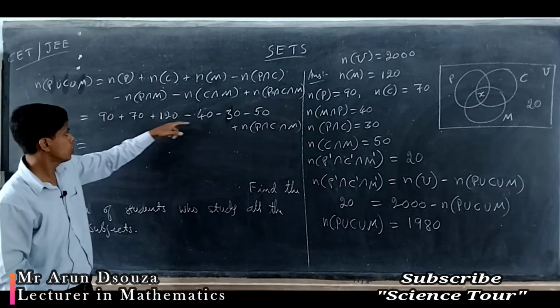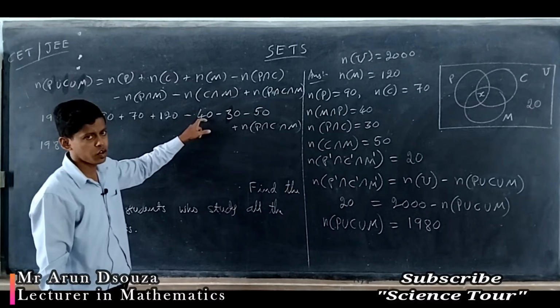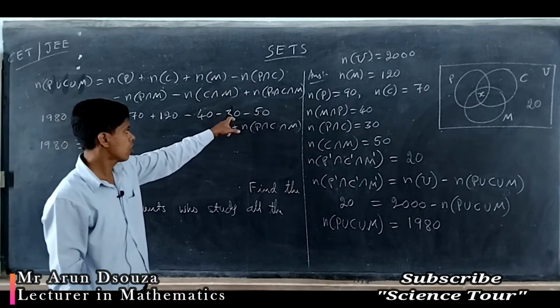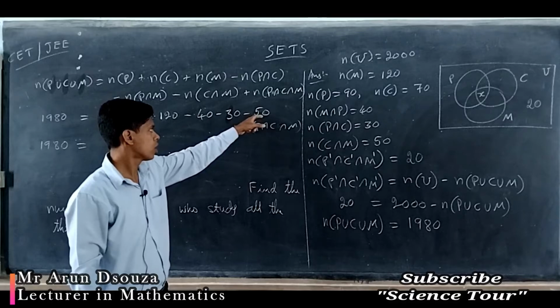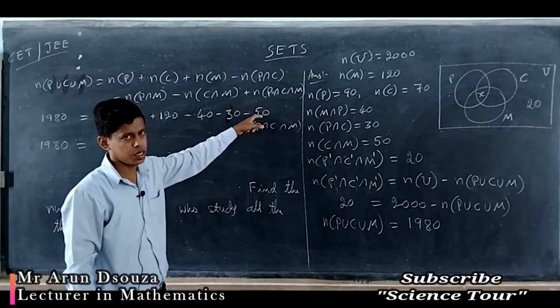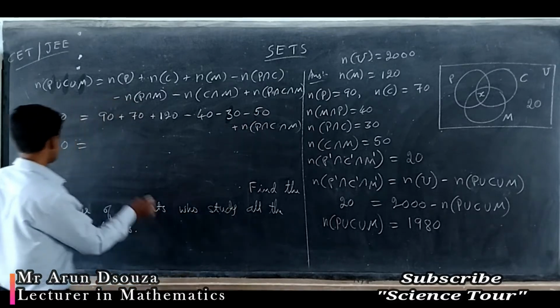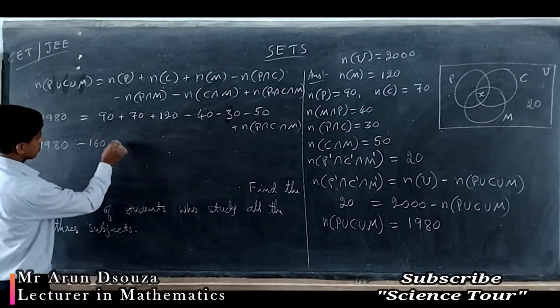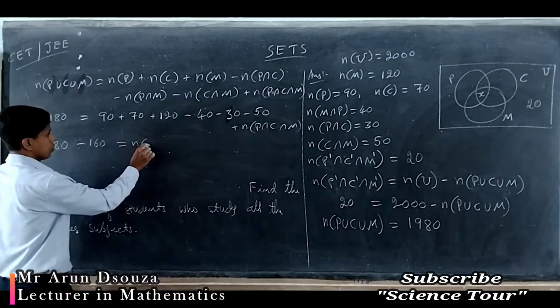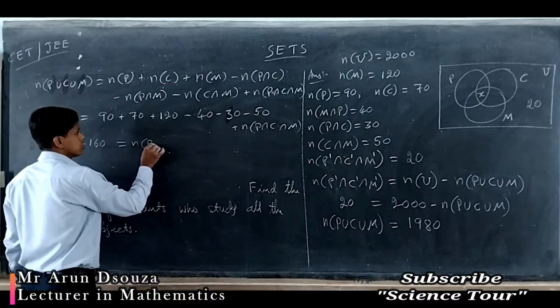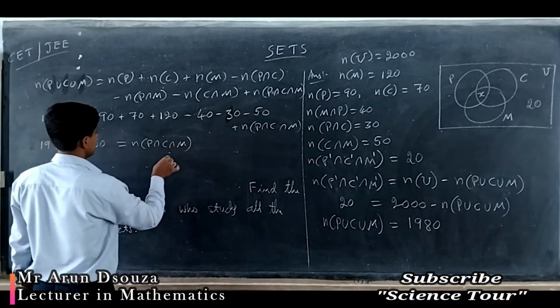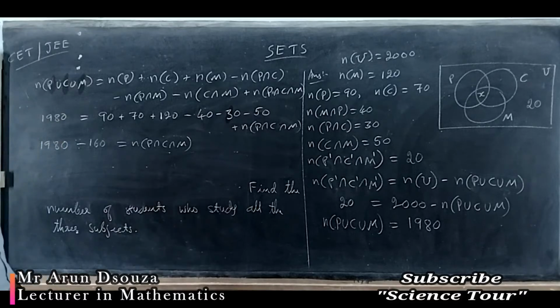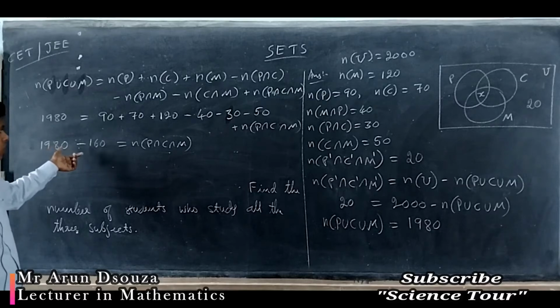So out of 280, remove 40, so that is 240. Then out of 240 remove 50, that is 190. Then 160, correct, 160. That is equal to n of P intersection C intersection M, right? So how many are studying all the three subjects? All the three subjects, there are quite a few.